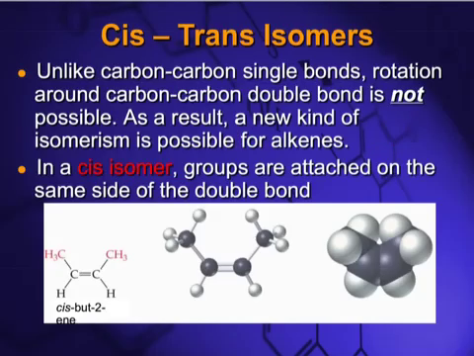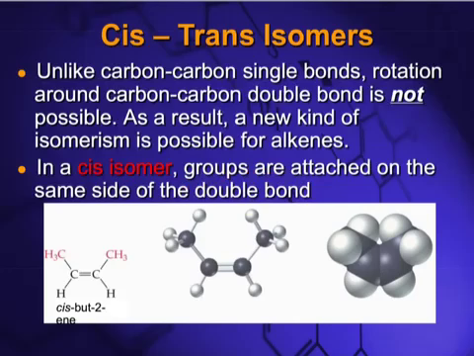In previous lessons, we talked about structural isomers. Remember, structural isomers are compounds with the same formula, but they have a different structure. Now for alkenes, another type of structural isomer can also happen. These are called cis and trans isomers. Cis isomers are isomers that have branches on the same side of the double bond. Now this is only because the double bond cannot rotate.